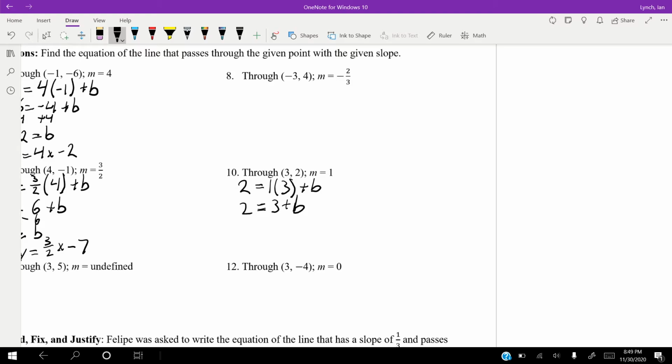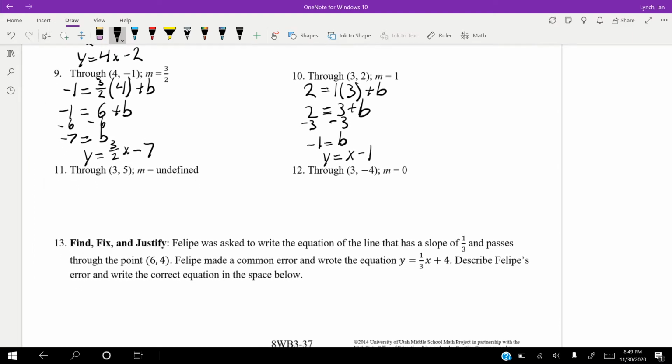Now, in order to get rid of that 3 and get b by itself, I need to subtract 3 from both sides. 2 minus 3 is -1. So our equation is y equals x minus 1.